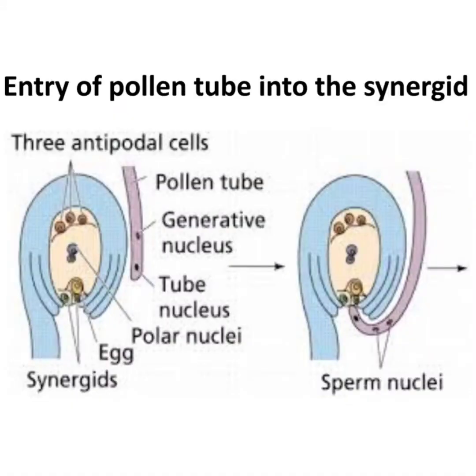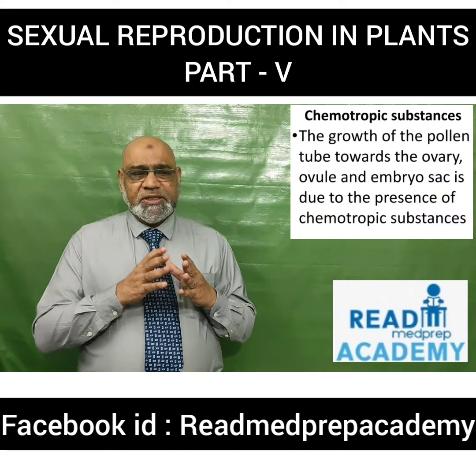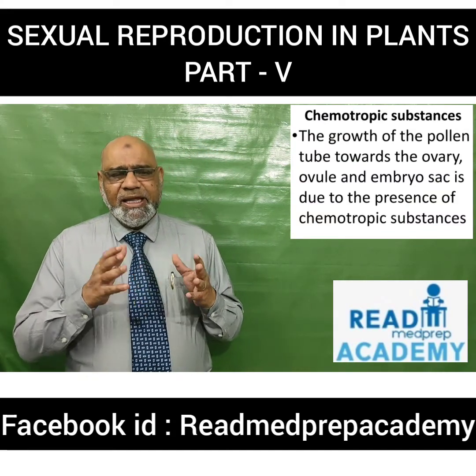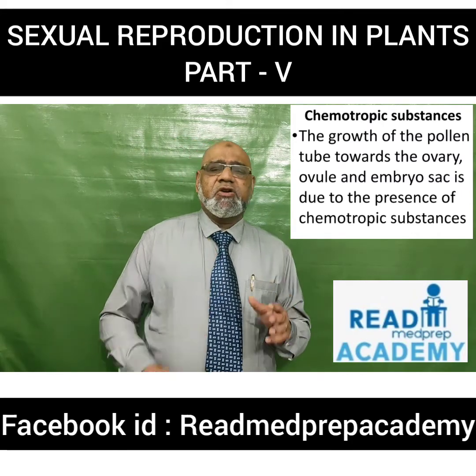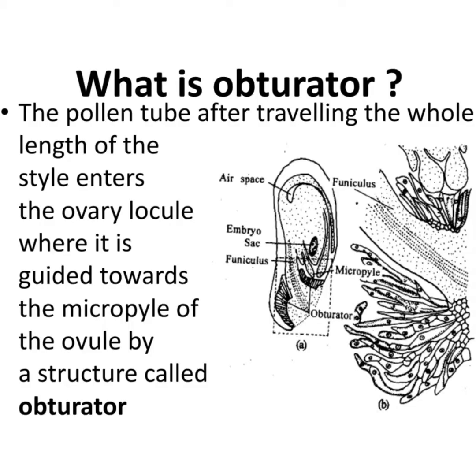Here you can see in this image on the left side the three antipodal cells, the polar nuclei, which are two in number, the egg nucleus, and the two synergids, and the pollen tube coming close to the ovary. And when it enters through the micropyle, it enters through one of the synergids. In this image on the right side, you can see the pollen tube containing the tube nucleus and the sperm nuclei. The growth of the pollen tube towards the ovary, ovule, and the embryo sac is due to the presence of chemotropic substances.